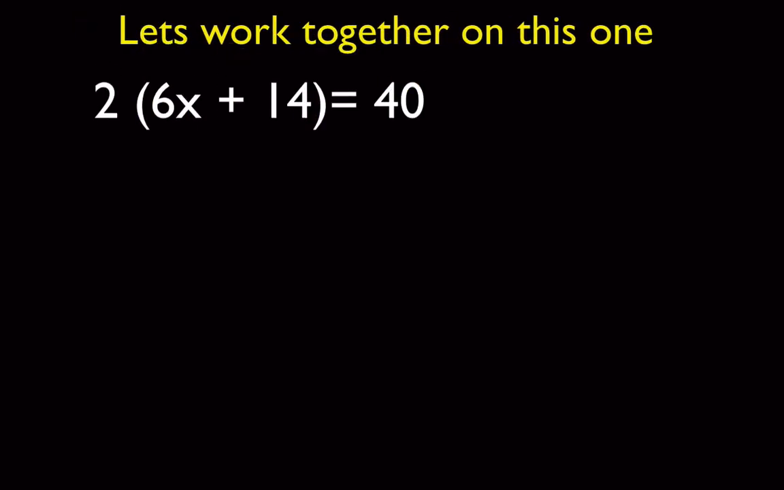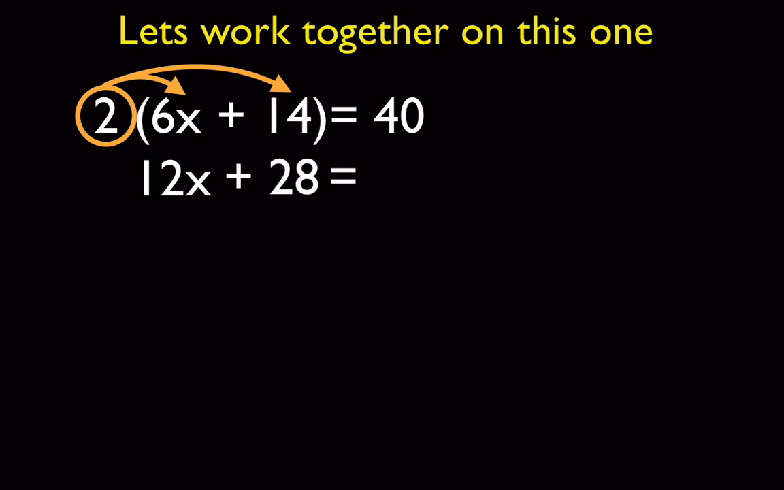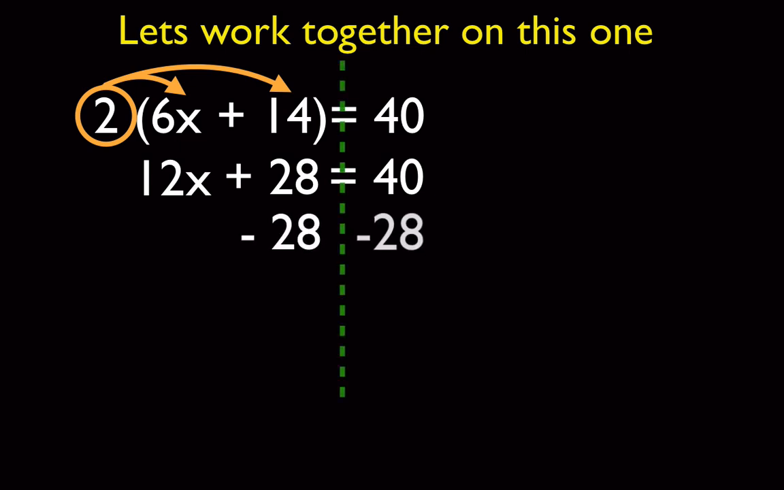Okay, so now let's go ahead and work on this one together. Go ahead and take that number on the outside. We're going to multiply it by both in the inside because we notice it's a distributive property problem. Bring down the equals 40 and solve the two-step equation. And you get 12x equals 12, so therefore x would equal 1.